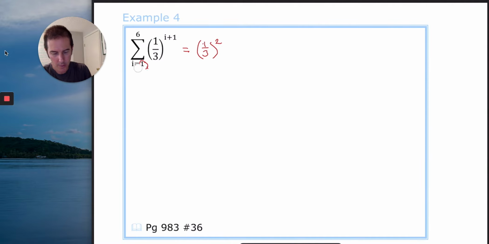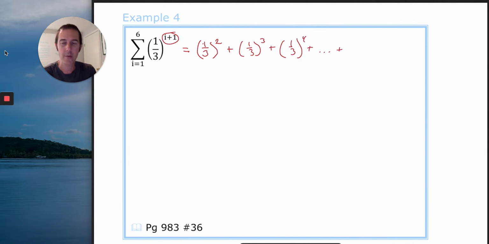Then our next term, we'll have to take an i value of 2, plug it in, and we'll end up with 1/3 to the 2 plus 1 power, which makes a 3, plus 1/3 to the 3 plus 1 power, so to the 4th, plus all the way up to our last index value of 6 going into that exponent position, so 6 plus 1 becoming 7, 1/3 to the 7th power.